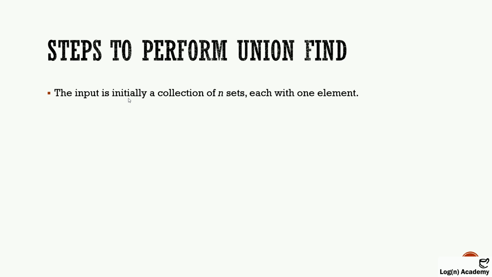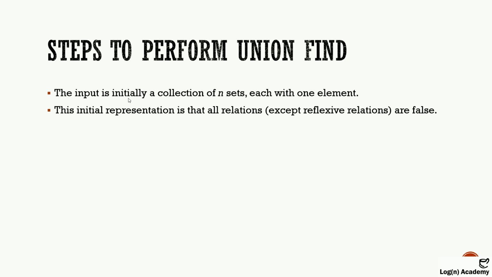Let's see some definitions of the steps we followed. The input is initially a collection of n sets, each with one element. Initially every element was a disjoint set, and every element was referring to itself. So we had n sets, each having only one element. The initial representation is that all relations except the reflexive relation are false. This was also true because all the elements were referring to themselves. All the elements were reflexive initially.